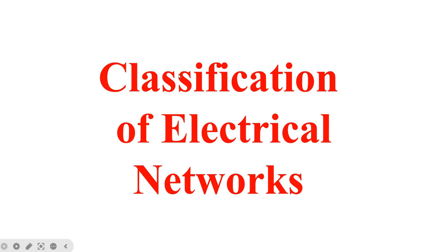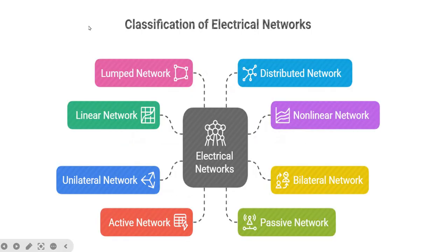Hello everyone. In this video, we'll be seeing about the classification of electrical networks. So here we have a pictorial representation of the classification of various electrical networks. We have linear network, non-linear network, then we have unilateral network, bilateral network, lumped network and distributed network, then we have active network and passive network.